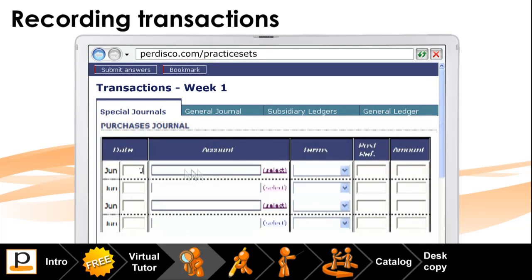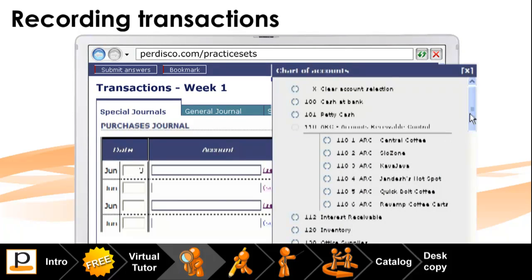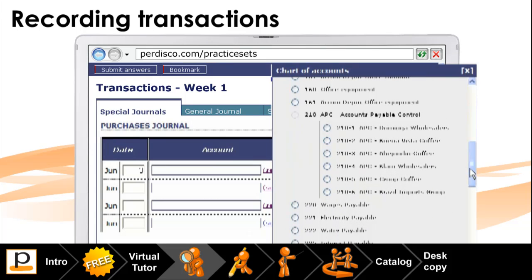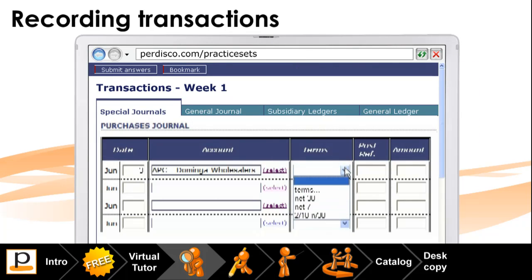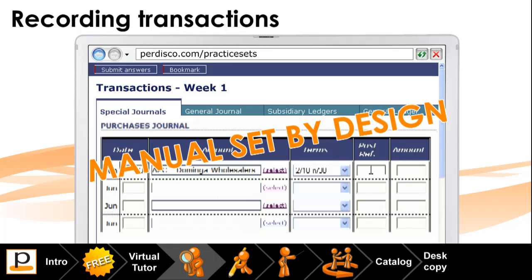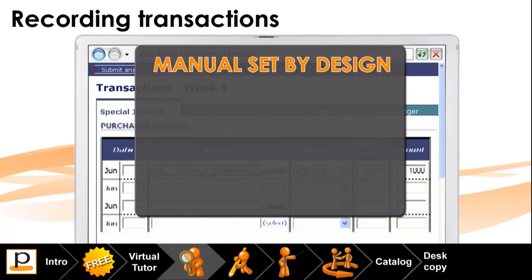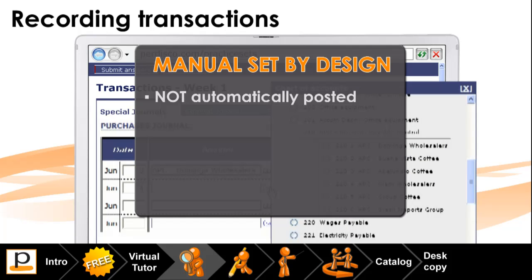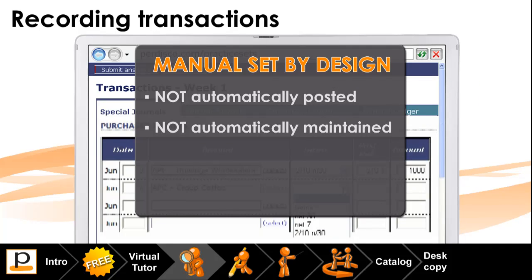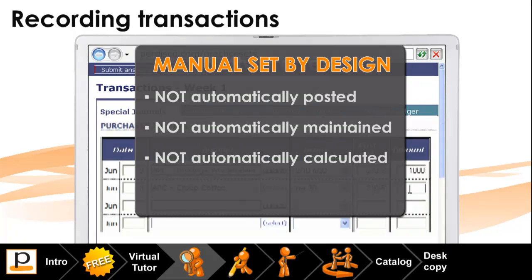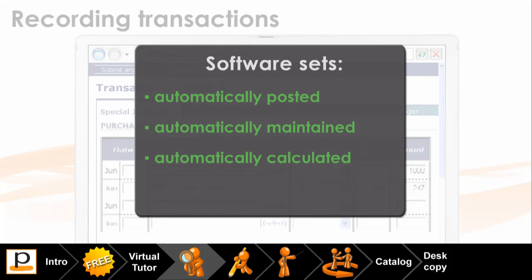On this particular page, students record the first week's transactions. Remember, even though the practice set is online, it's still a manual set. By design, none of the steps are automated. Journal entries are not automatically posted to accounts, running balances are not automatically maintained, and column totals are not automatically calculated. If you require any of these features, please contact us about our range of practice sets for accounting software packages, such as Peachtree and MYOB.